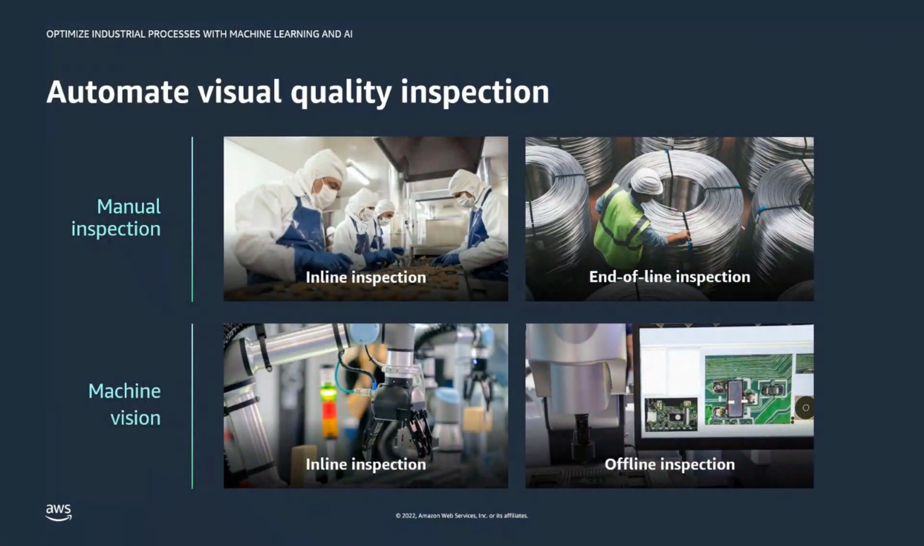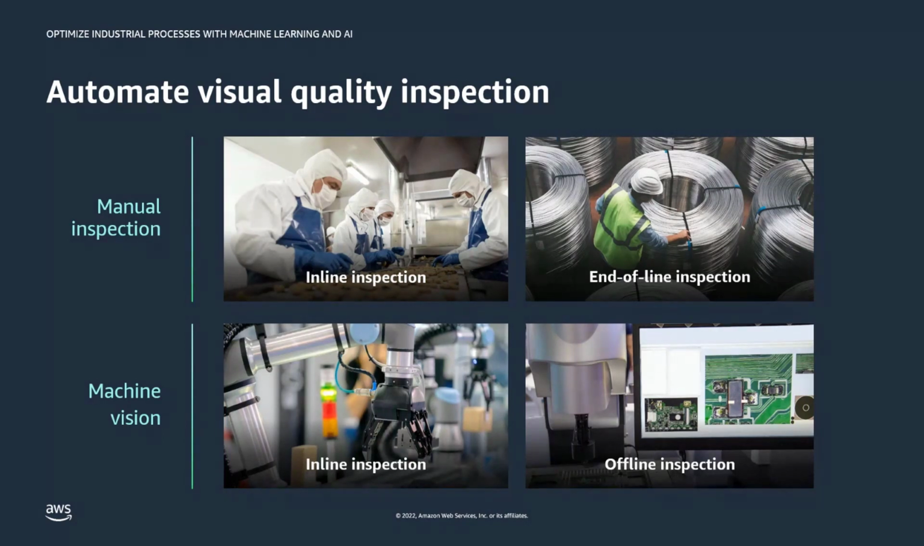When we look at the types of visual quality inspection problems that our customers are trying to automate, there are two modes of operation today as current state. The first is manual inspection, where you have people standing in line during a production process inspecting output as it comes down the conveyor belt or the assembly line. Or you may have manual end-of-line inspection, where after the goods have gone through the production process and they're in the staging or warehousing area, people are manually inspecting the quality to determine whether or not they meet the standard.